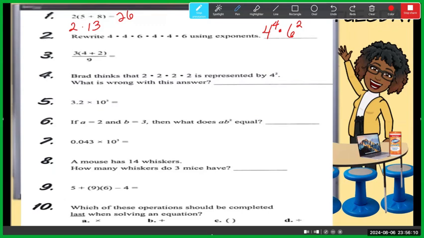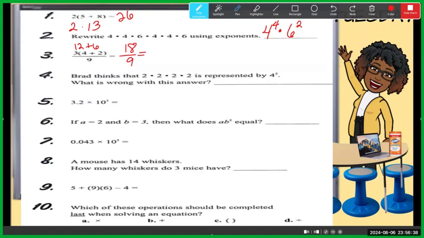Number 3, talk to us. So when I did it all together, it gave me 21 over 9. Oh, so you had to do 3 times 4 equals 12, and then 3 times 6, 3 times 2 is 6, and then add. Okay, distributive property in parentheses, so now 18 divided by 9.